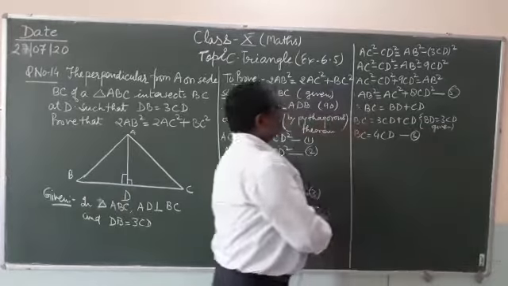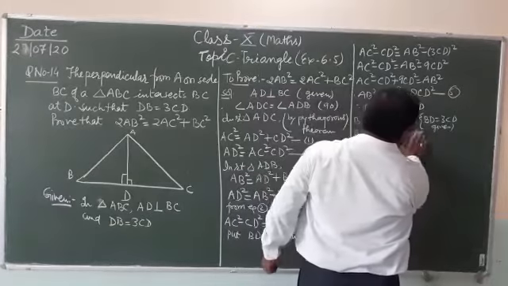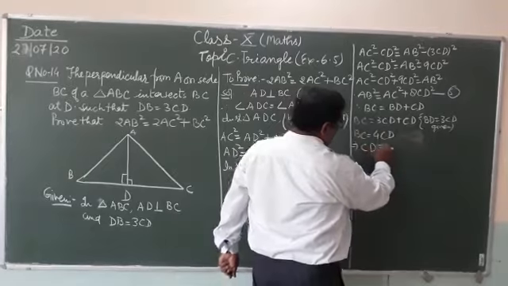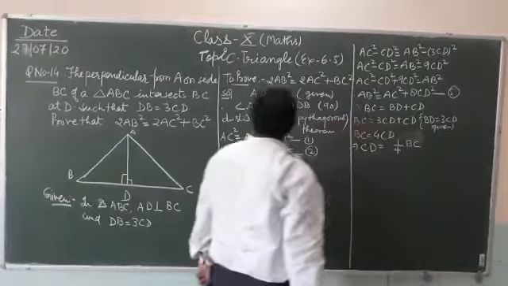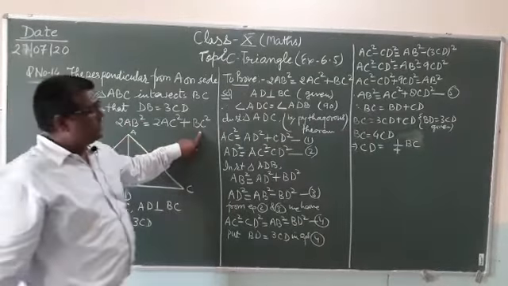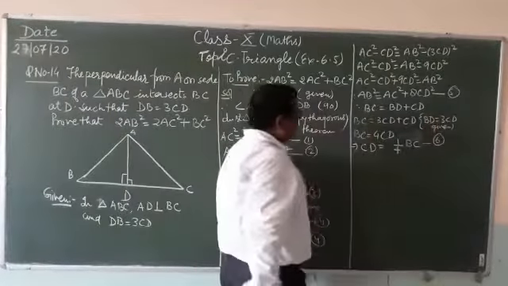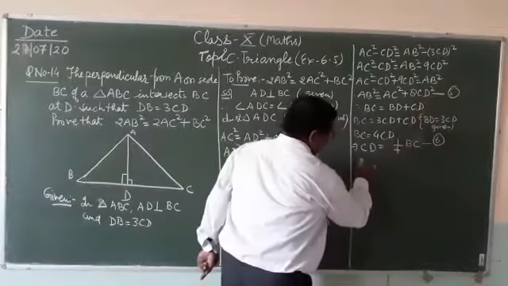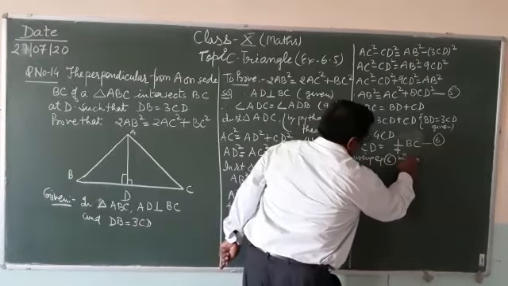Now put the value of CD in terms of BC. This implies that CD is equal to 1 by 4 BC. Why? Because our proof has AB and AC in terms of BC. Now this is equation number 6. Now put these values in equation number 5, using equation 6 in equation 5.